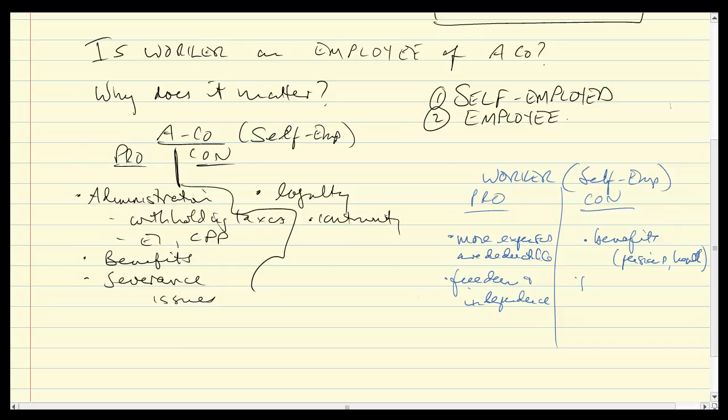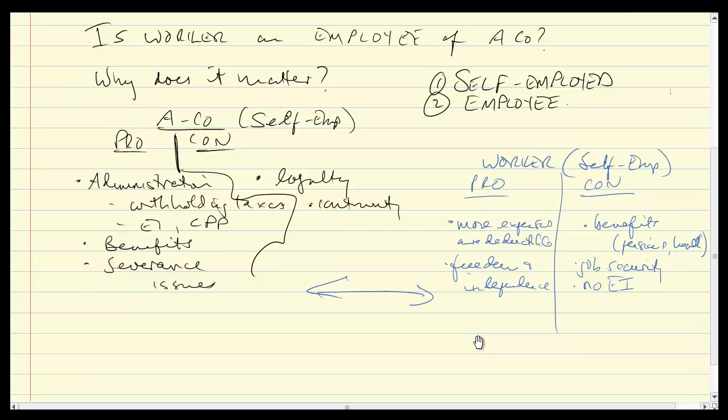Your job security is going to be much less secure. And also things like EI, which are a big deal. You will get no maternity leave or all the other things that you can get if you suddenly become unemployed, because you weren't employed in the first place. So there are pros and cons, and you can see the mirror image on the other side. So that's why it matters.